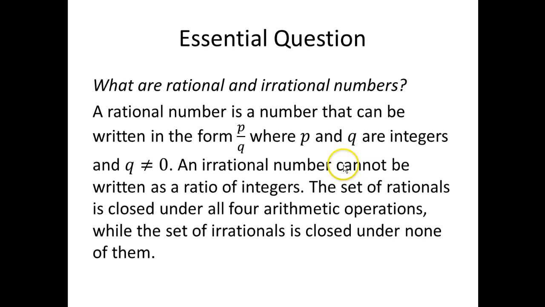Okay, so here's a question that we answered in today's lesson. What are rational and irrational numbers? Well, a rational number, if you recall, is a number that can be written in the form P over Q, where P and Q are integers, and Q is not equal to 0 because we cannot divide by 0. An irrational number cannot be written as a ratio of integers. So what we say is, if a number cannot be written as a fraction like this, then it is irrational. The set of rationals is closed under all four arithmetic operations, while the set of irrationals is closed under none of them.